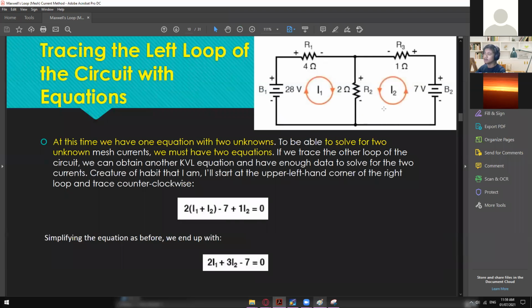So the same method or same process with the I2 right here. So let's start with here first. So we have I2, or resistor 2, times I1 plus I2 since they have the same flow of current. And then after that, will give you negative 7, and then positive I2 times 1. And then after that, you can distribute this 2 right here, and then it will give you this one as your final equation.